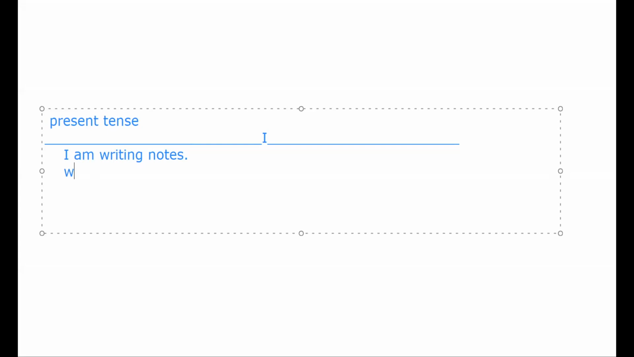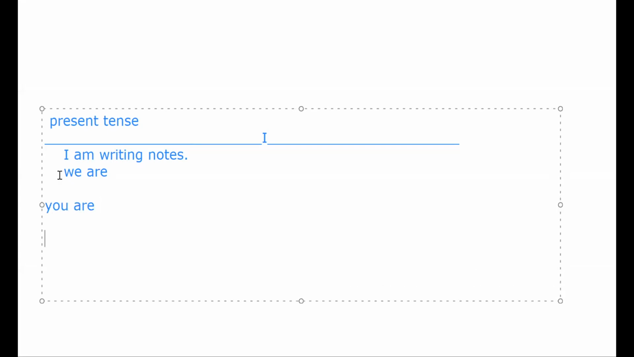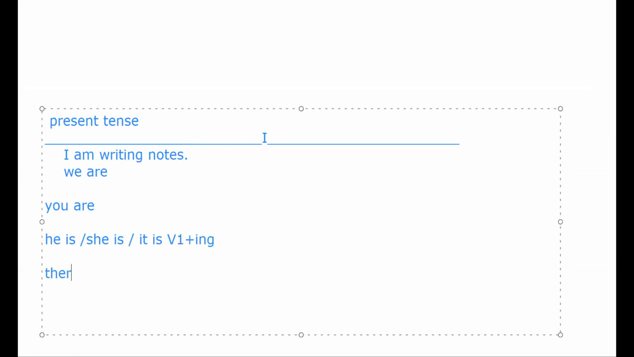I am, we are plus V1 plus ing form. And you are, but he is, she is, okay, it is plus V1 plus ing form. And they again are plus V1 plus ing form. I am, and the third person singular, is. Others take are. Now, look at the time indicators here.